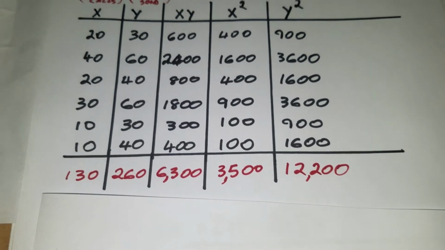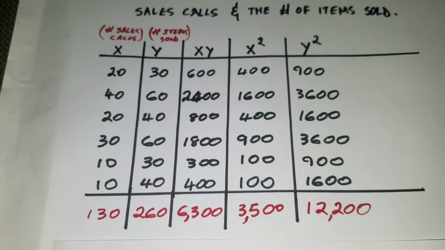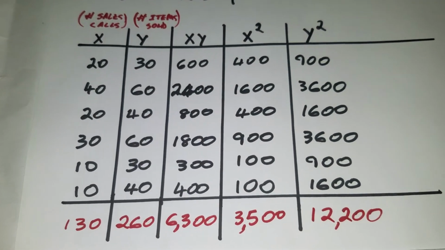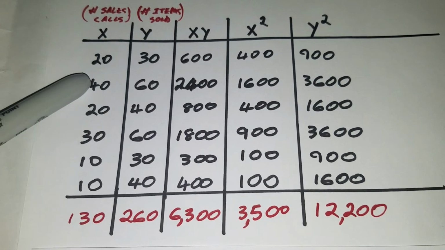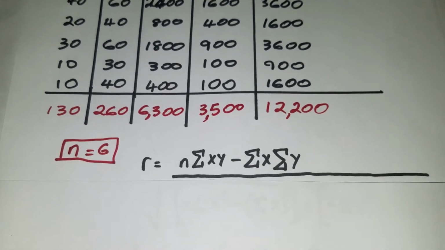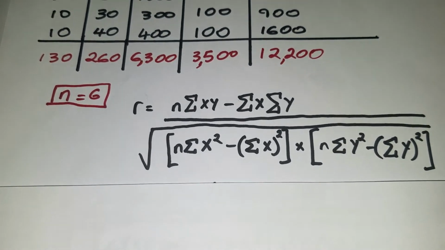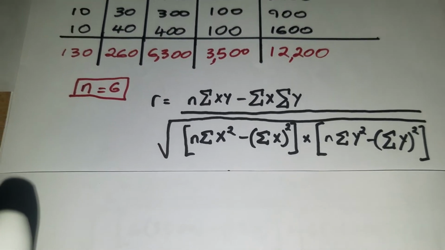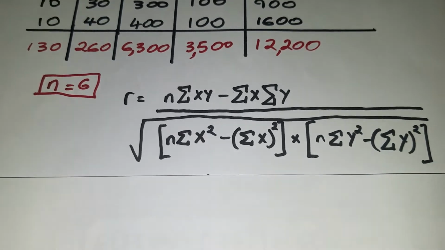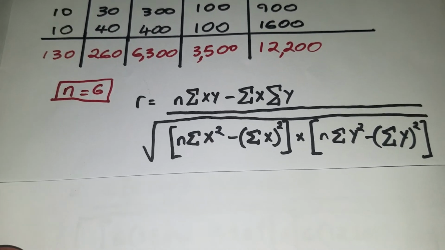Now that we have all that information, we need to find the value for N. N is simply the number of data points. So N will be 1, 2, 3, 4, 5, 6 data points. So with that being said, we can now calculate the coefficient of correlation, R, using the formula. We were introduced to this formula in the previous lesson.